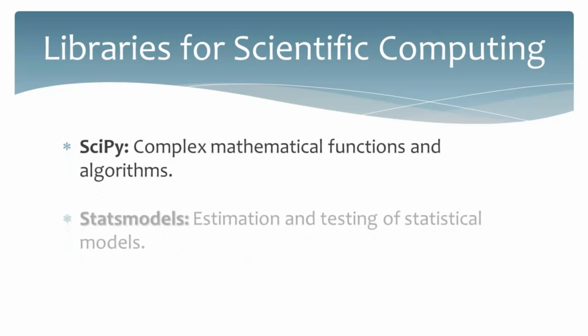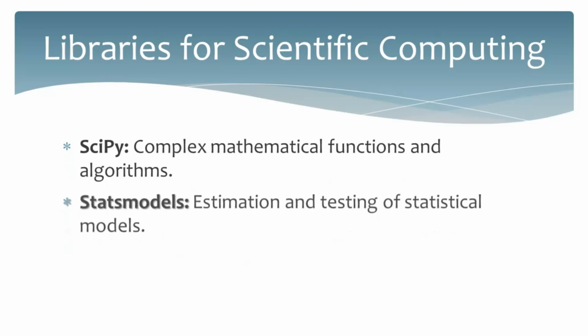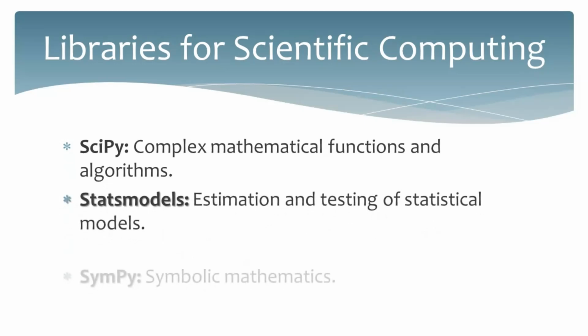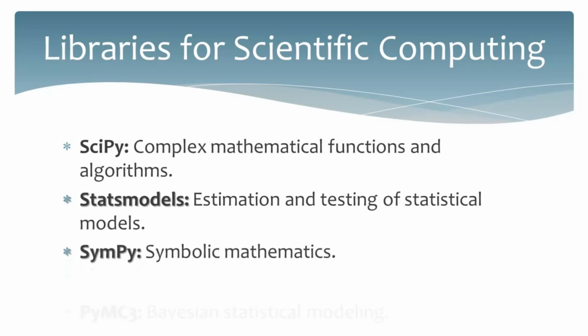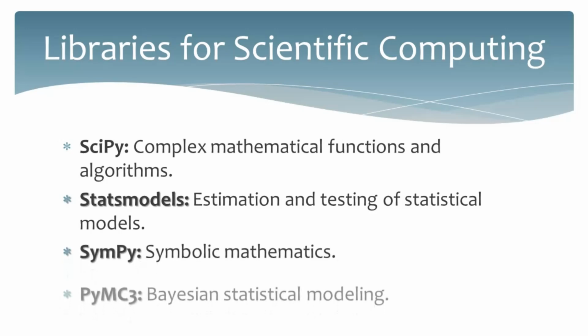For scientific computing and statistical analysis, SciPy comes in handy with its range of functions for complex math, while StatsModels is great for estimating statistical models and running tests. If you need to work with symbolic math, SymPy is the go-to library, and for Bayesian statistics, PyMC3 provides robust modeling capabilities.